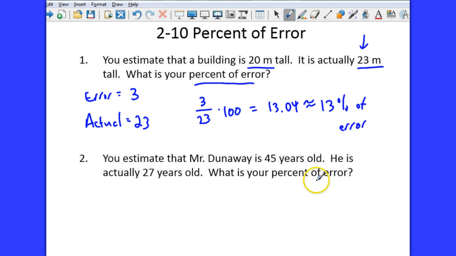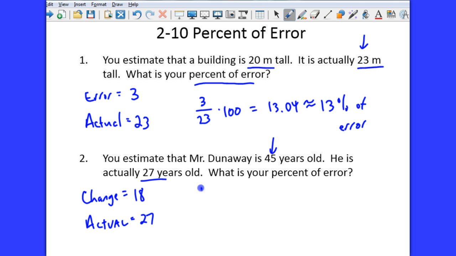We're at 9 minutes. We can do this. You estimate that Mr. Dunaway is 45 years old. Wow, did you miss it? He's actually 27 years old. What was your percent of error? Well, let's figure out how much you missed it by. A whole bunch. You missed it by 18. All right, way to go. Nope, 27 it is. Okay, the actual age, 27 years old.